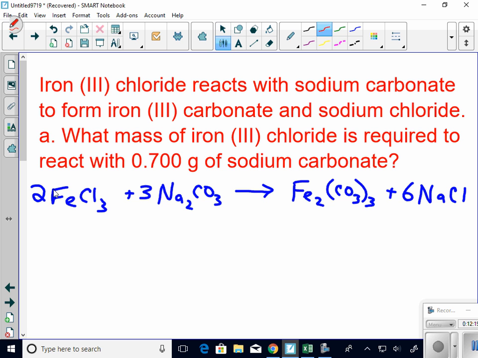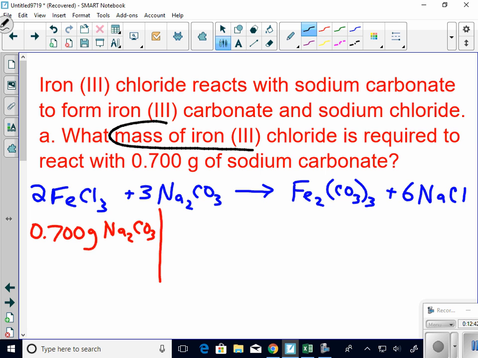Go ahead with what I am given: 0.7 grams of sodium carbonate, and I am trying to find iron 3 chloride. A mass of iron 3 chloride, and I'm given sodium carbonate.